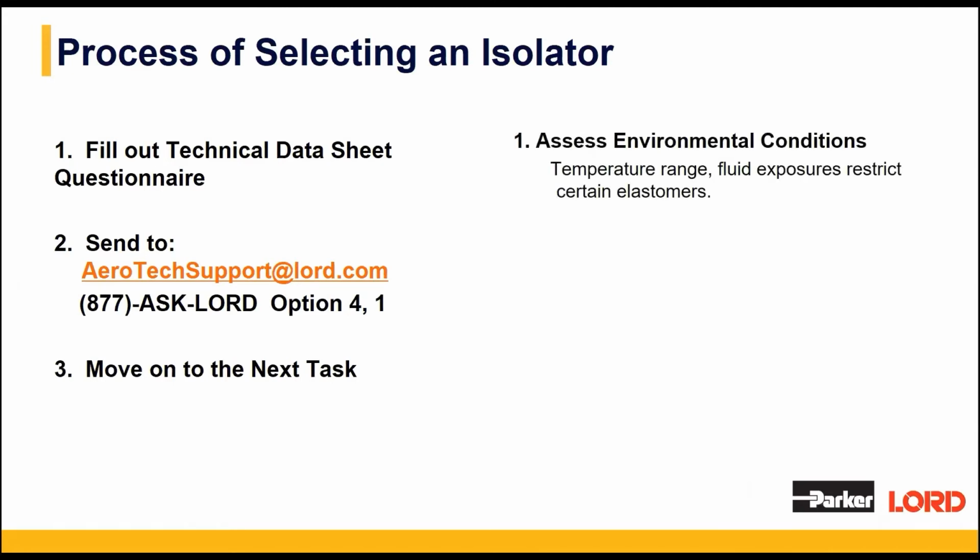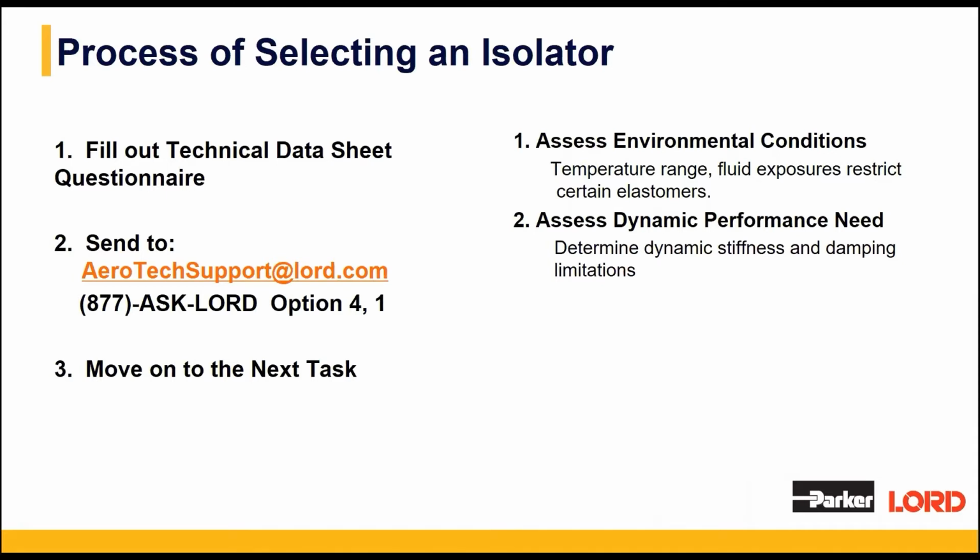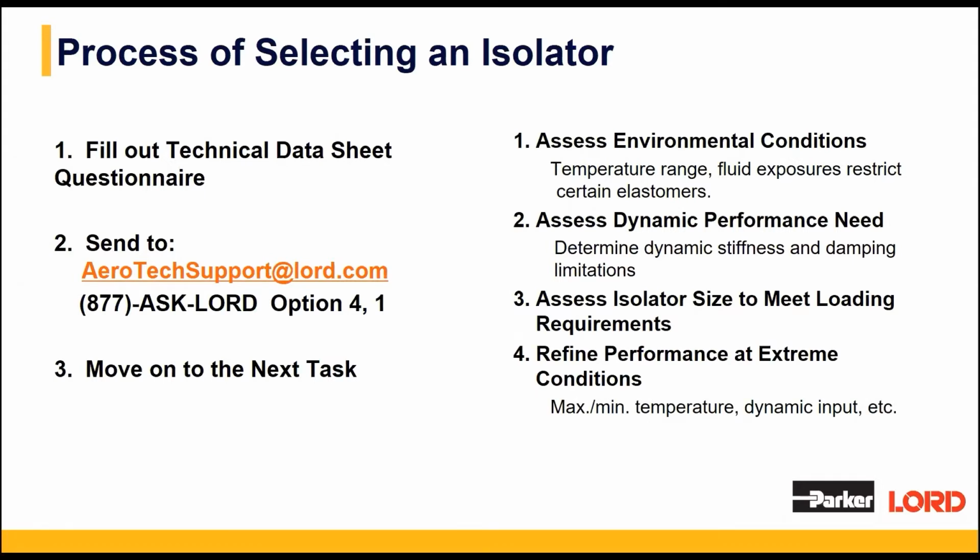On the right-hand side is typically the approach that we take when we are reviewing an application for our customer. First, we're assessing the environmental conditions, considering fluid exposures, temperature range. Then we're looking at the dynamic performance. What stiffness do we need and what are our damping limitations? Third is then sizing an isolator to meet the loading requirements. This is both considering dynamic loads and static loads. And then 4 and 5 is looking at the extreme performance. We need to consider how elastomer will respond to the worst case condition, maximum temperatures and all the dynamic conditions. And then finally, the fatigue assessment. We have some proprietary data to estimate the fatigue life of elastomer.